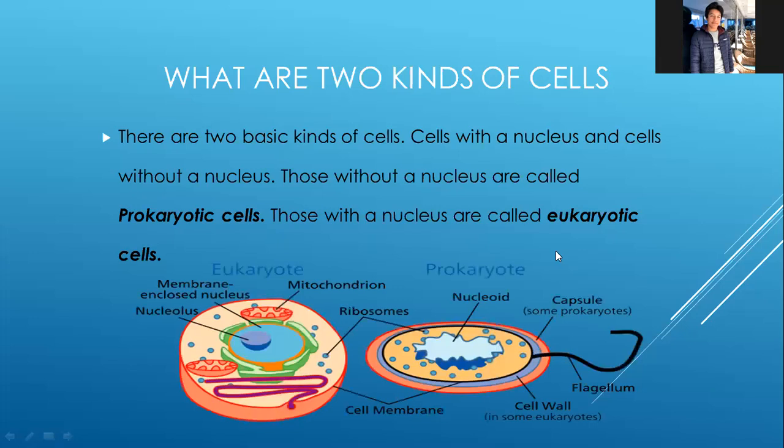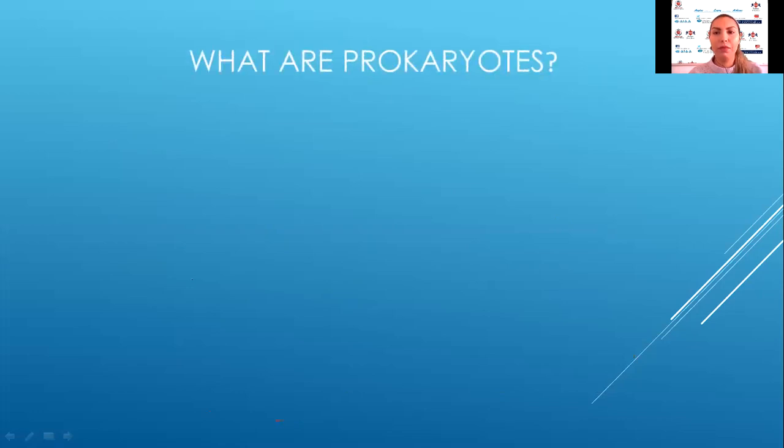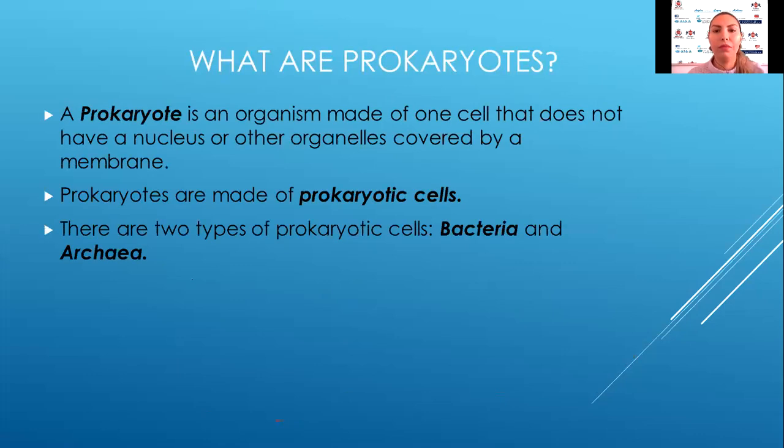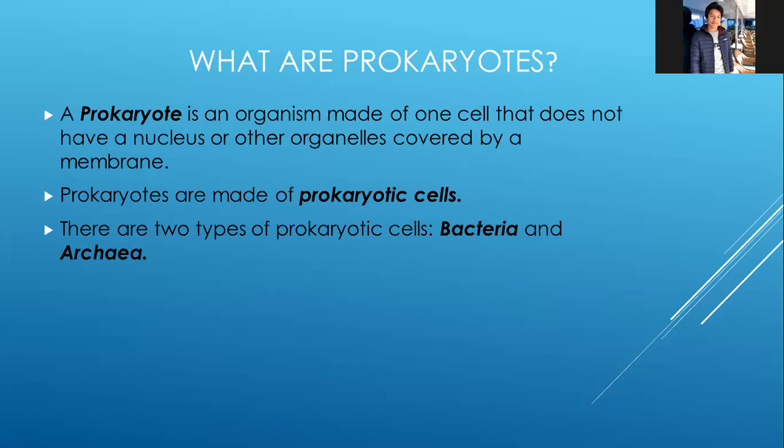Okay. So there are pictures for the prokaryotic cell without a nucleus here, and here we can see the nucleus in the eukaryotic cells. What are the two prokaryote types? A prokaryote is an organism made of one cell that does not have a nucleus or other organelles covered by a membrane. Prokaryotes are made of prokaryotic cells, and there are two types of prokaryotic cells, bacteria and archaea.